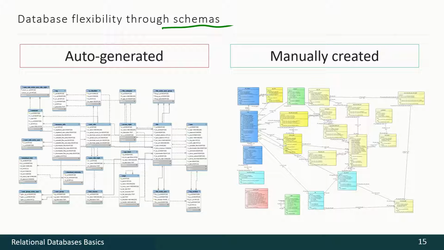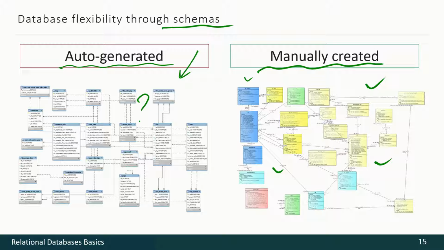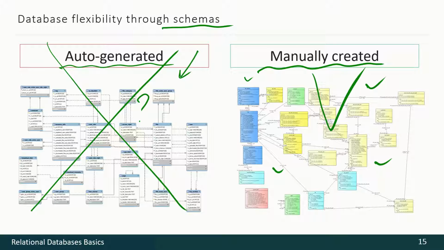Of course, one may say that we may always auto-generate some schemas, but compare those two pictures. Here is an auto-generated schema, which as for me is rather hard to understand. And here is a manually created schema with colors, with specific alignment, and so on. So this one is not as good as this one.